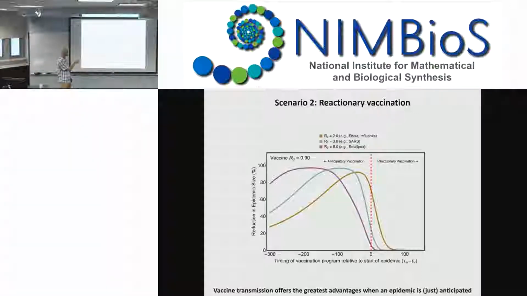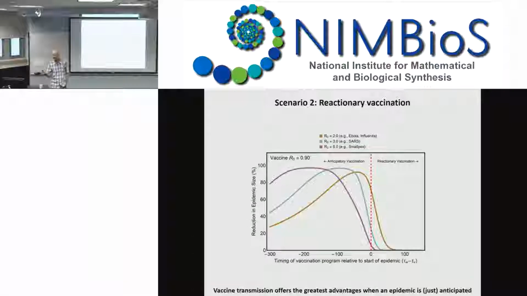The y-axis shows the reduction in epidemic size. So by what percentage are we able to reduce the total number of individuals who get sick by having a transmissible vaccine? Each line is an infectious disease with a different R naught. So this brown line is something like Ebola or influenza with an R naught of 2. SARS is this blue line with an R naught around 3. And smallpox is this pink line.